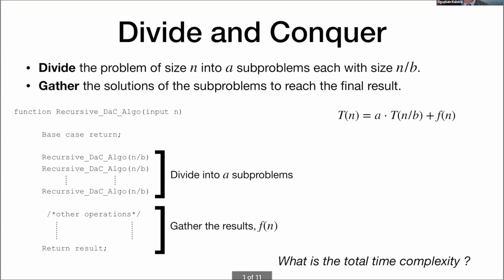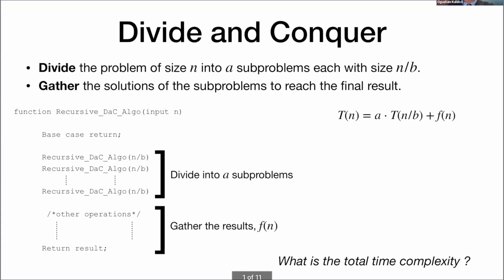With decrease and conquer, you start with a problem size n, and you reduce the problem size by some amount. You are left with a single subproblem, and once you solve this single subproblem, you reach the solution of the original problem. So that was decrease and conquer.